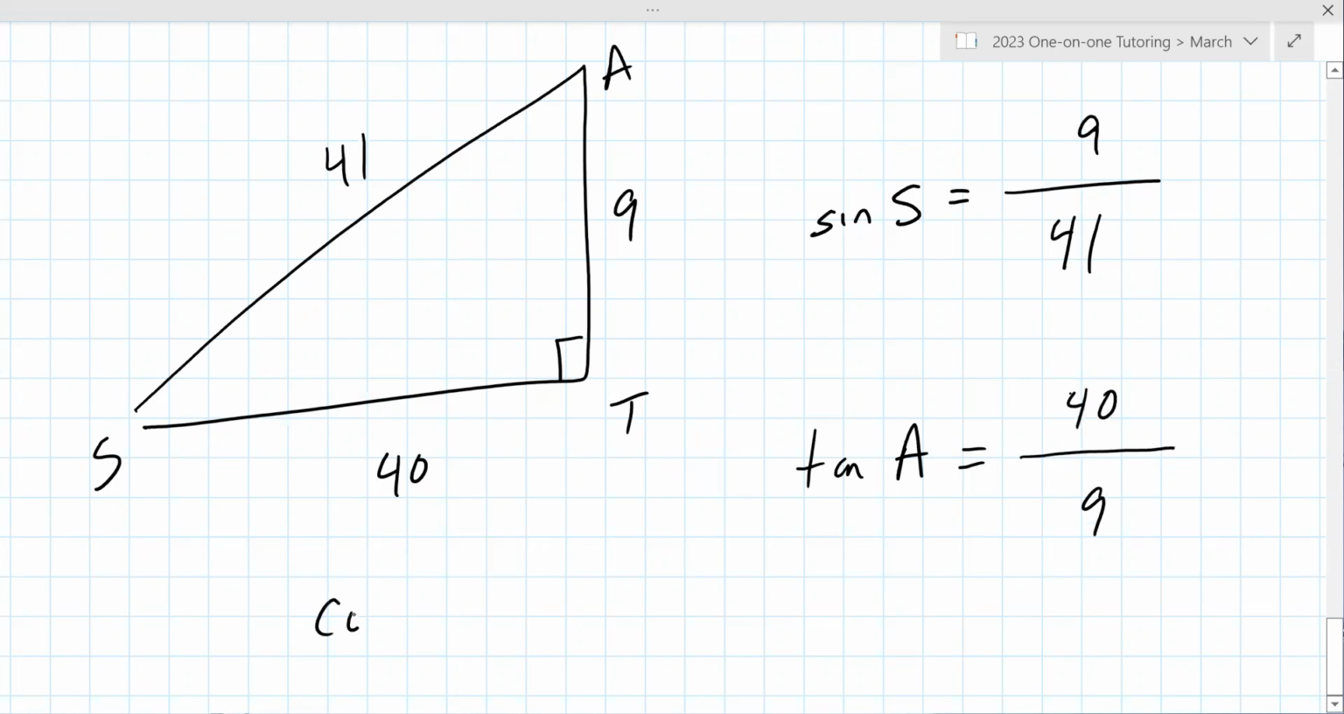How about the cosine of A? 40 over 41. Very good. So you really have to pay attention to detail here.